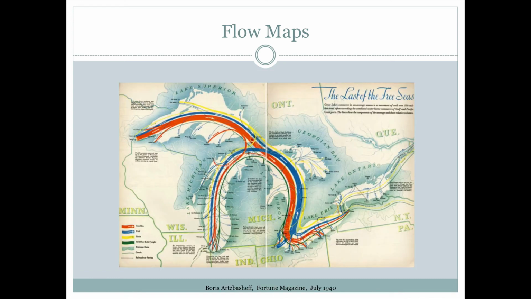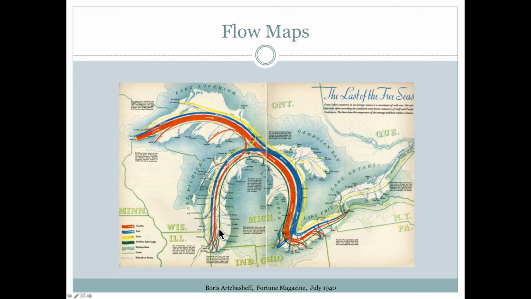And another example of a flow map is shown here. This is showing basically how various resources were traded through the Great Lakes region. We can see that the red line here represents iron ore. A lot of iron ore was mined up in this area here, and then most of that was transported to this area here for coal mines or for steel mills, but some of it came down through the other lakes as well.